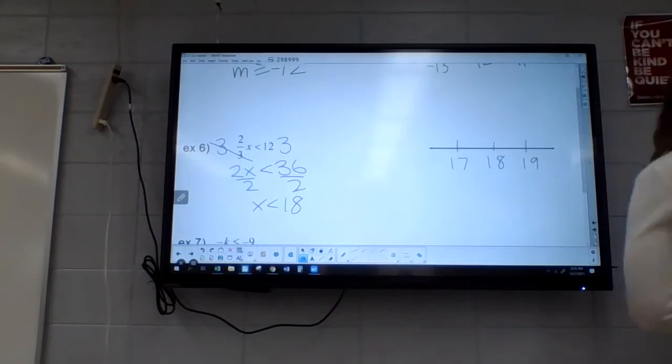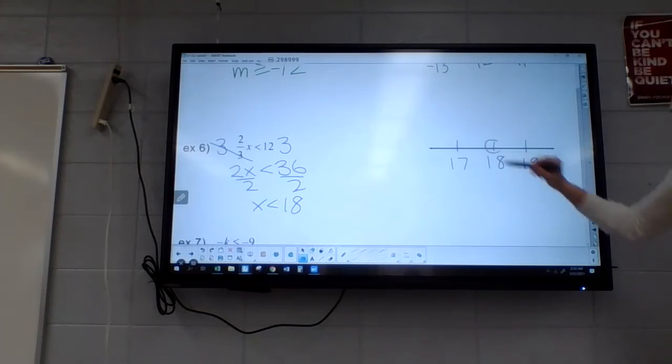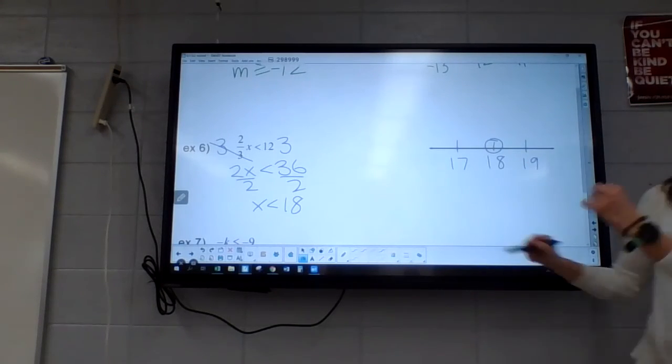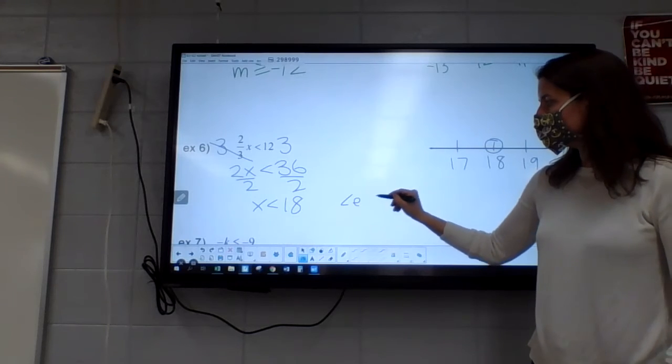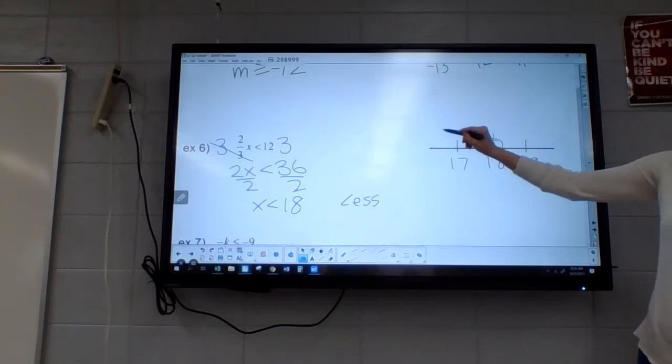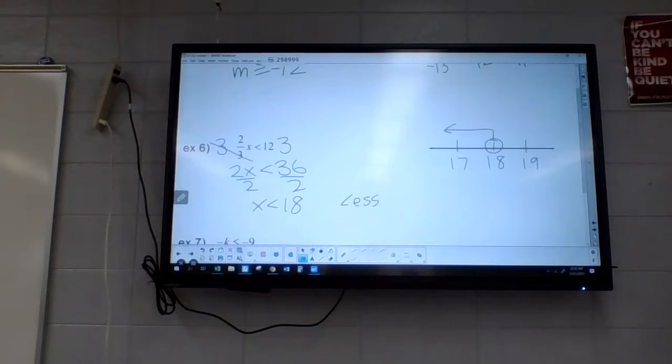Okay, so this time it's an open circle. But again, remember this little one is like less, so we have to go less from here. So towards the smaller numbers.